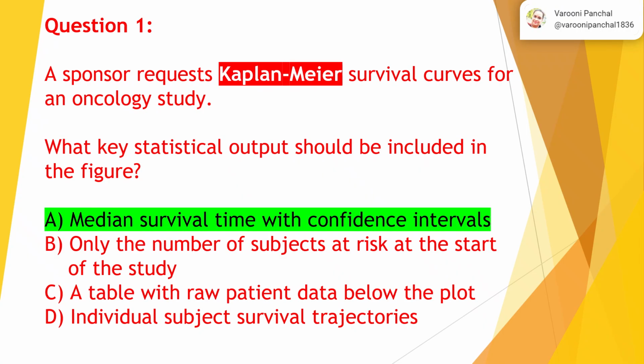Question 1. A sponsor requests Kaplan-Meier survival curves for an oncology study. What key statistical output should be included in the figure? Option B says only the number of subjects at risk at the start of the study. No. All patients should be included. Option C, a table with raw patient data below the plot. No, we are not interested in raw patient data. Individual subject survival trajectories. No. The correct answer is median survival time with confidence intervals.